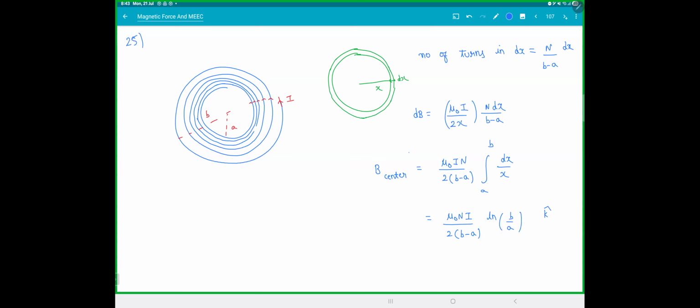So whenever you see a spiral, this is the theme there. Get the radius x, find the number of turns per unit width, get a dx thickness, and finish it off. Any doubts on this? All clear with this? Next one.